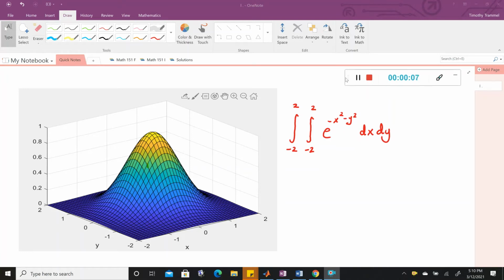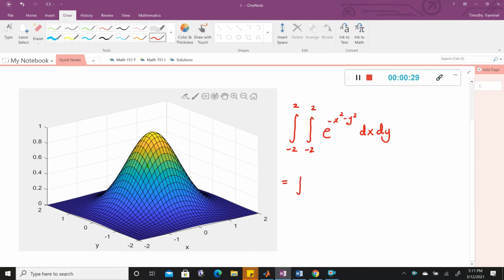Today we're going to learn how to perform double and triple integrals in MATLAB using the trapezoid rule, and then we'll learn how to do it using some built-in functions in MATLAB. Okay. And in order to use the trapezoid rule to do this, we're going to need to think about the integral that we're looking at here a little bit differently.